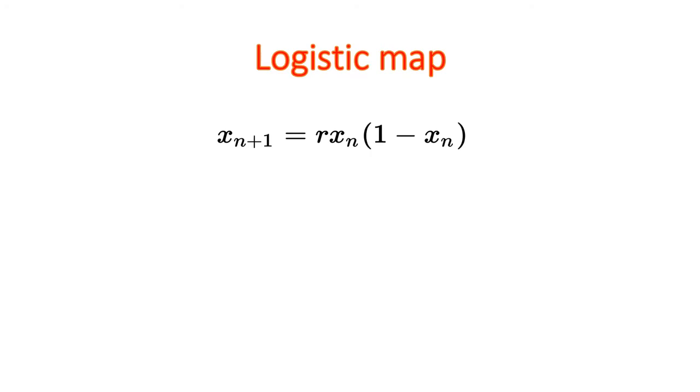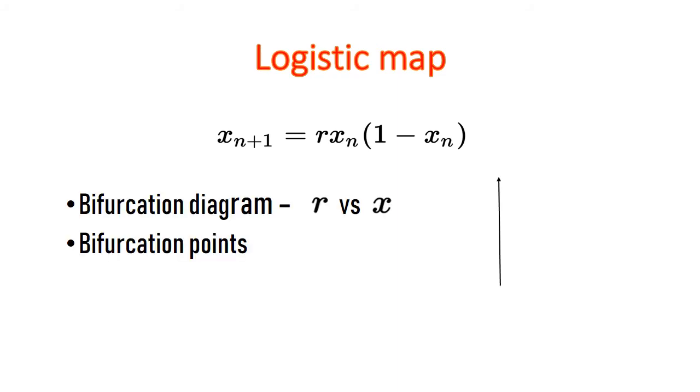Now coming to the interesting part of the video. Here we are going to visualize the dynamic behavior of the logistic map, which is expressed as x_{n+1} = r x_n (1 - x_n), where r is the control parameter. Now, how are we going to visualize this behavior? This visualization is done with the help of the diagram called the bifurcation diagram, where the plot is done between r and x. That is, as we vary the value of r, the different values of x are plotted.